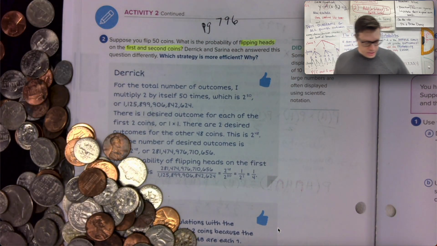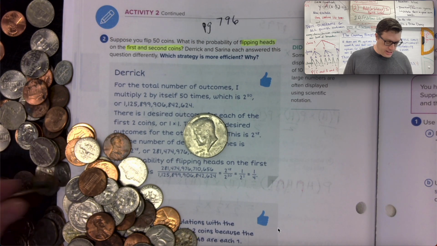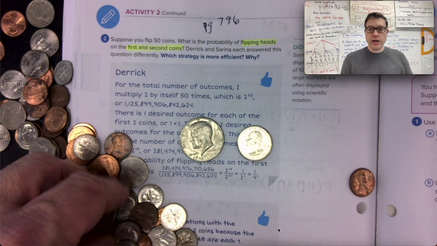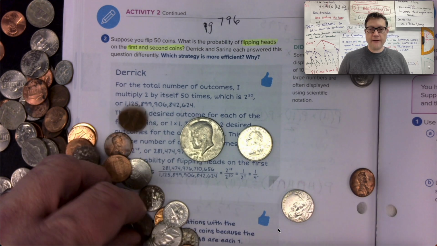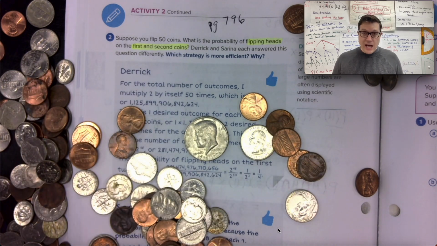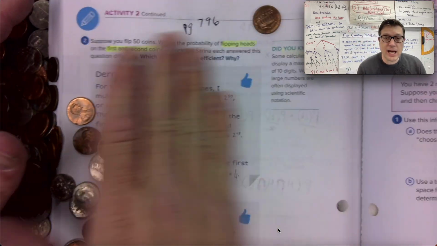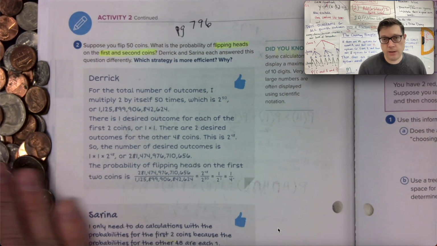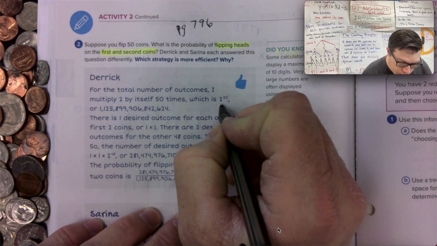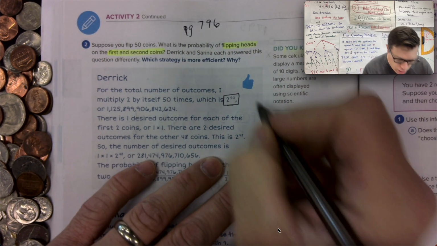So just for the simple demonstration, there's the first coin, I flipped it. There's the second coin, it's been flipped, but every coin after that, up to 50 of them, is flipped. And as that flip happens, we're just letting it be a thing. Derek says, for the total number of outcomes, I multiply 2 by itself 50 times, which is 2 to the power of 50.